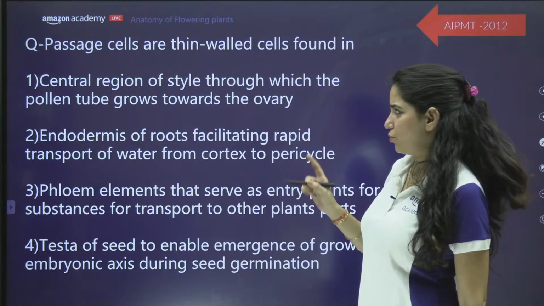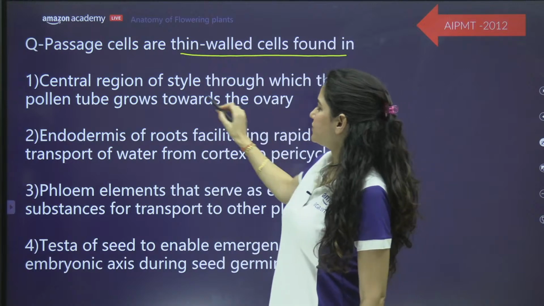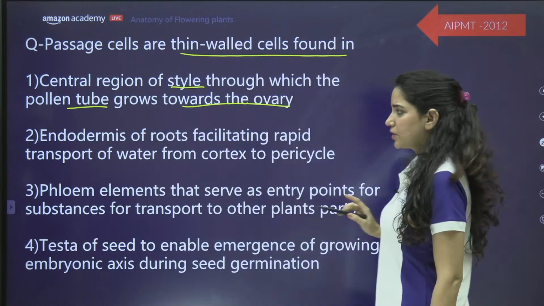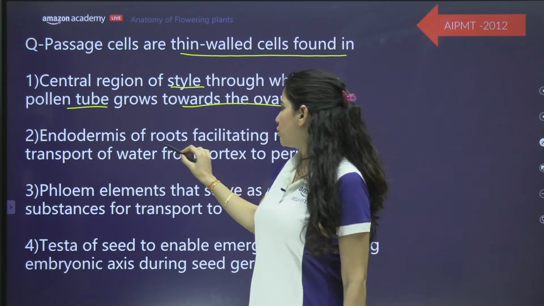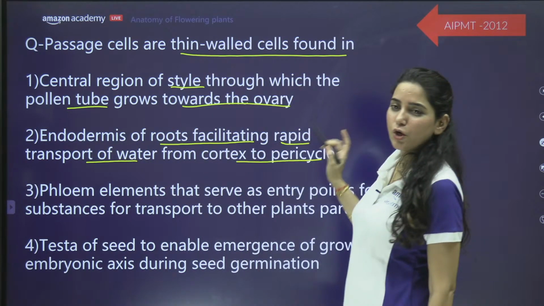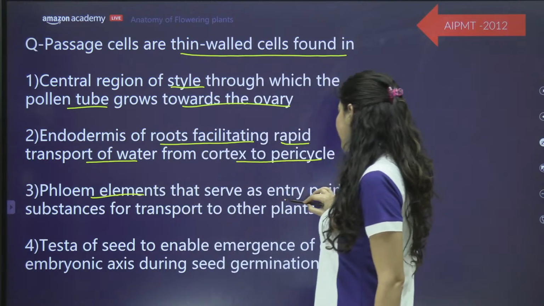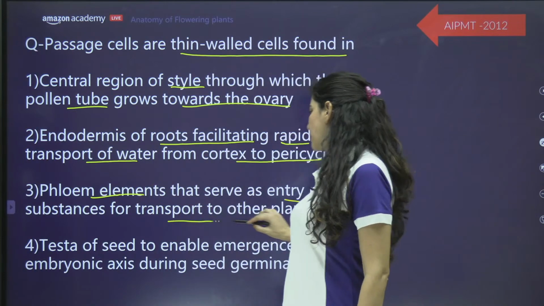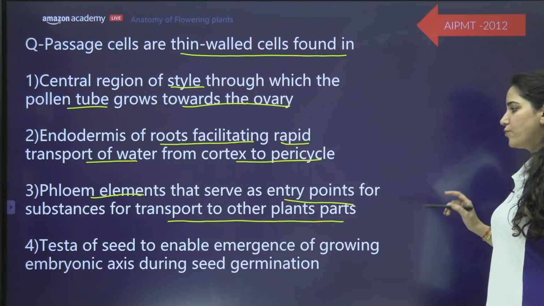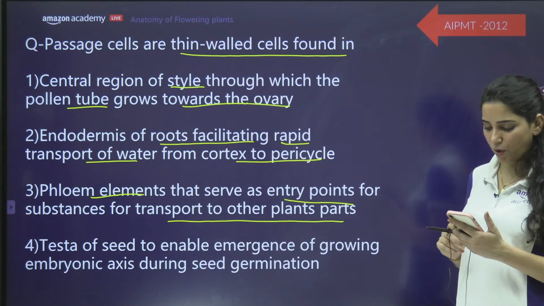There are passage cells. Okay, fine. Passage cells are thin-walled cells. Where are they found? Option 1: Central region of style through which pollen tube grows towards the ovary. Option 2: Endodermis of roots facilitating rapid transport of water from cortex to pericycle. Option 3: Phloem elements that serve as entry points for the substances for transport to other plant parts. Option 4: Testa of seed to enable emergence of growing embryonic axis during seed germination. What would be the right answer?